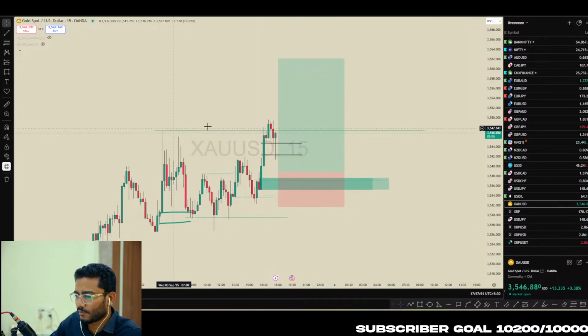So we can see price broke the structure. It's mitigating this imbalance. If price continues and gives us breakout, then we look for breakout entry rather than looking for a pullback entry.